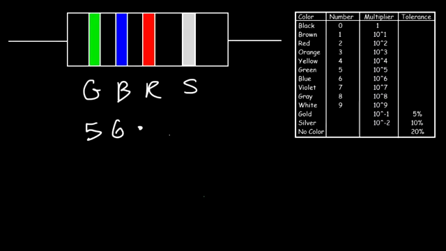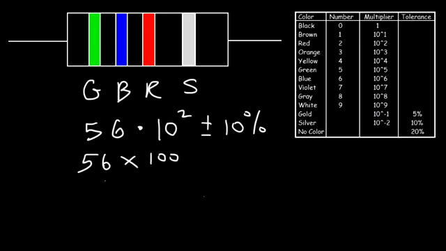And then we're going to multiply. Now, the third color is for the multiplier. And since we have red, the multiplier for red is 10 squared. So we're going to multiply by 10 to the second power. And then the last color is associated with the tolerance. For silver, the tolerance is 10%. So it's going to be plus or minus 10%. 10 squared, or 10 times 10, is 100. So 56 times 100 is 5600. So that's the resistance. It's 5600 ohms plus or minus 10%.